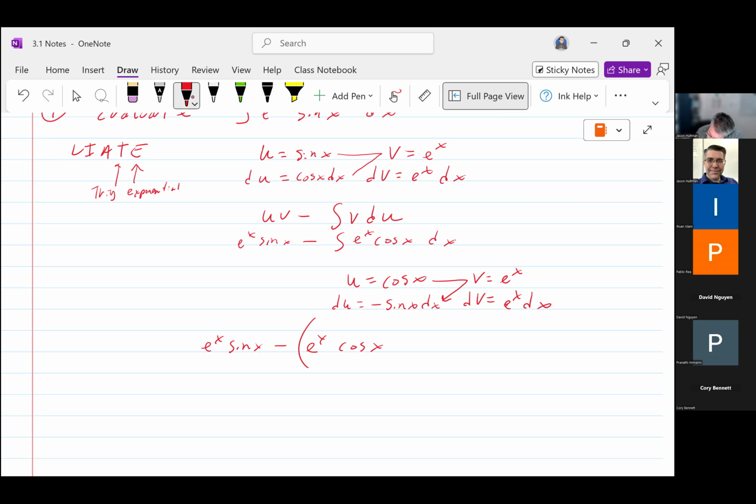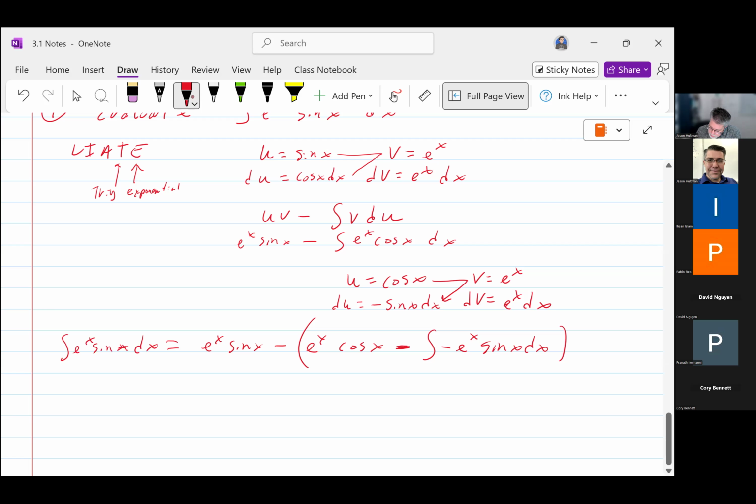Okay, and then this is minus the integral, minus the integral of negative e to the x sine x dx. And now I want to say, well, what does this equal to? I'm going to distribute the negatives in a minute and try to reconcile the negatives. But what does this equal? This equals e to the x sine x dx.